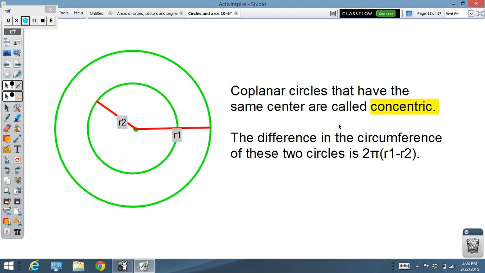Okay, coplanar circles. If they have the same center, they're called concentric. So here's an example of concentric circles, two circles that have the same center. Now, the difference in the circumference of these two circles, okay, well, the bigger one would be 2 times pi times r1, right? And then the littler one, 2 times pi times r2. Okay, and that can be simplified to look like this thing right there. So another handy formula for you.